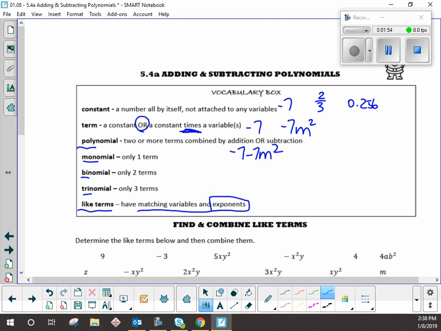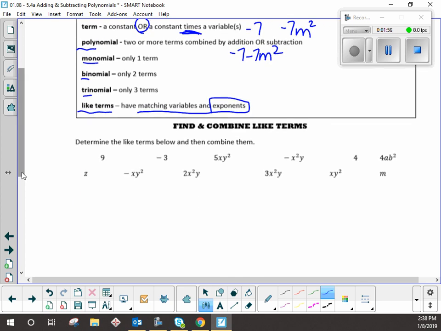So here's some vocabulary terms. So here's what we're going to do in this section. It says, find and combine like terms.